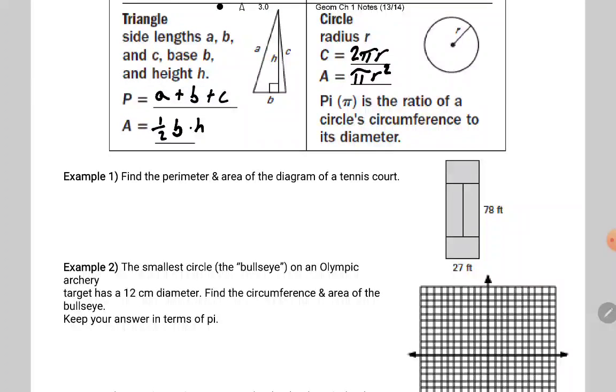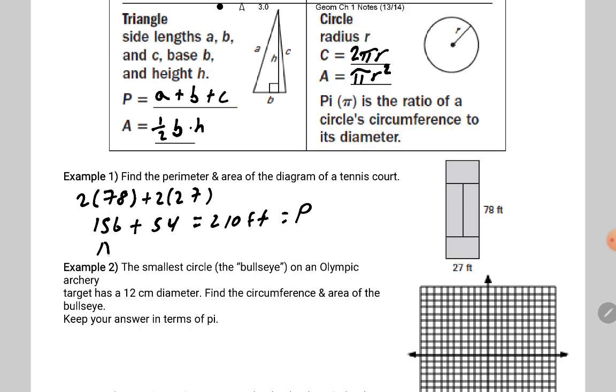Find the perimeter and area of the tennis court. So perimeter is 2 times the length, or the width, depending on how you want to look at it, plus 2 times the width, and we'll get 156 plus 54 equals 210 feet. So that's my perimeter.